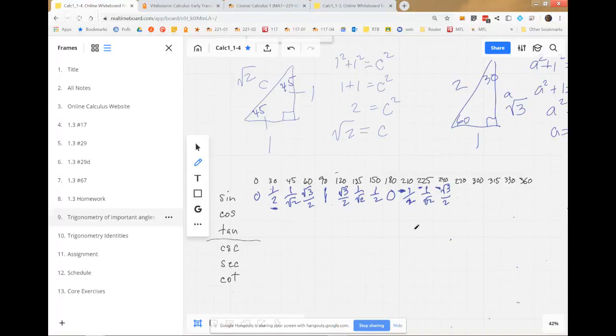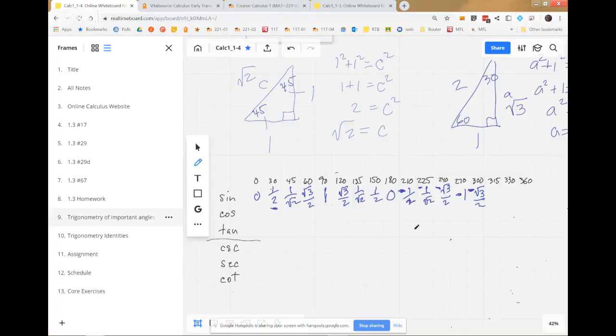So that's square root 3 over 2, and it's negative. And 270, now we're stretched all the way to the bottom. It's full height down, -1. 300. So we're in the fourth quadrant. That's 60 degrees from the x-axis. So look at your 60-degree angle, square root of 3 over 2. Again, we're down, so it's got to be negative.